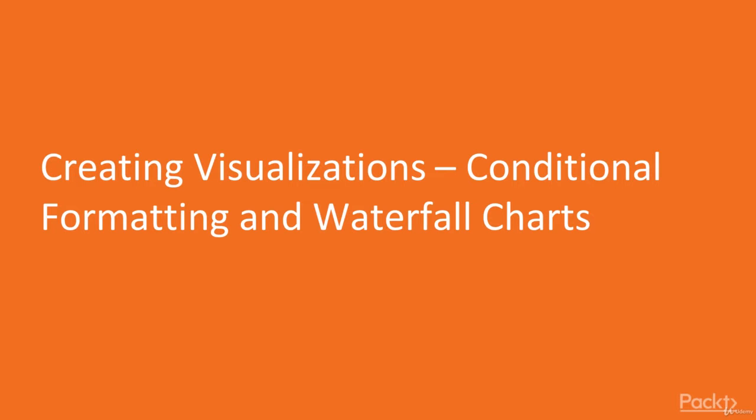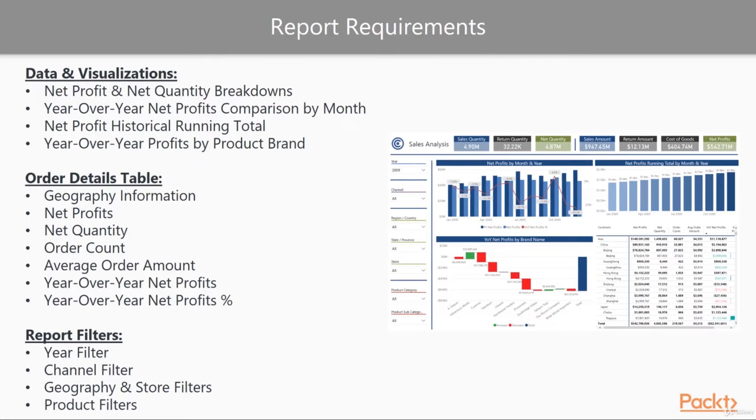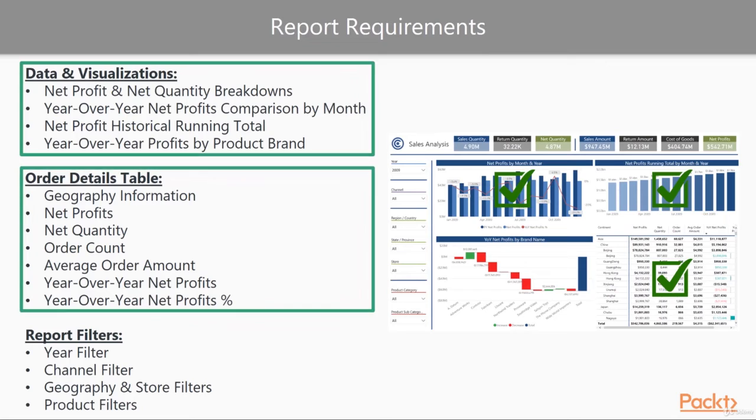In this video, we'll explore how to create a waterfall chart and apply conditional formatting to our matrix table in Power BI. As a quick recap, we've now completed the matrix table, net profits running total chart, and the year-over-year net profits comparison chart in our previous videos. So in this video, we're going to continue to use the year-over-year net profits calculation we created in our previous video.